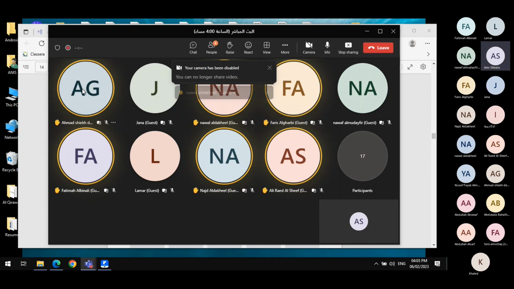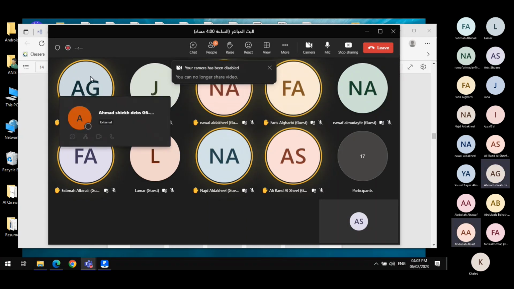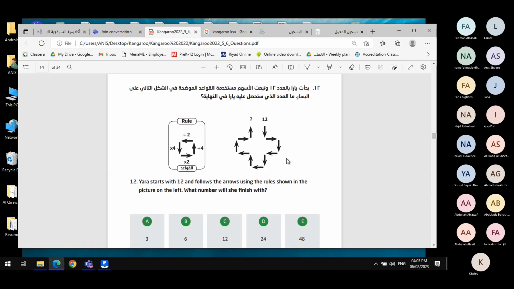Okay, I'm going to start with Ahmed. Hi, Mr. Ahmed, please, can you read for us? The arrow starts with 12 and follows the arrows using the rules shown in the picture on the left. What number will she finish with? Okay, so help us solve this.